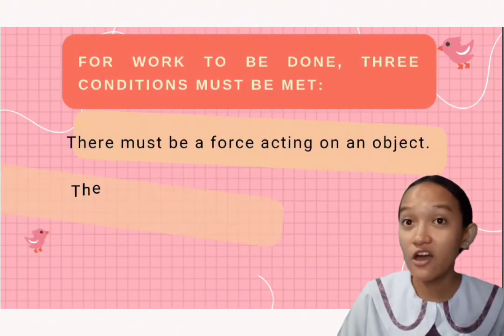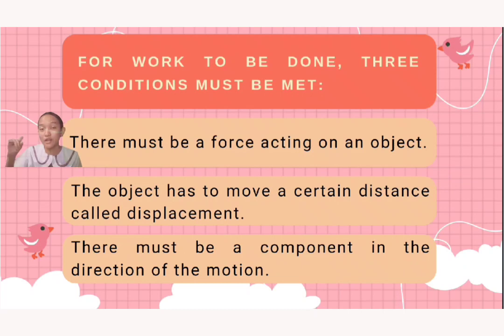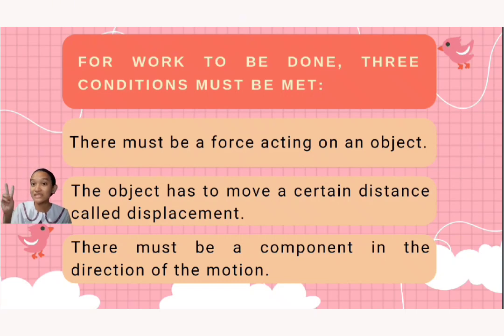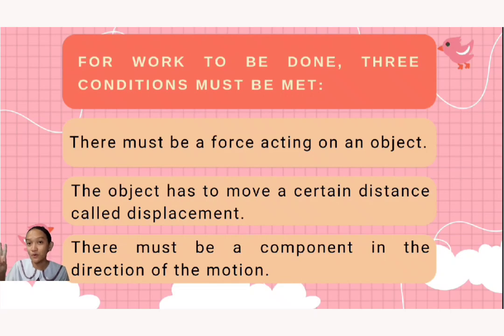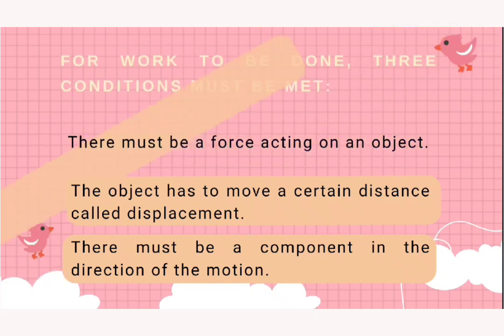For work to be done, 3 conditions must be met. Number 1, there must be a force acting on an object. Number 2, the object has to move a certain distance called displacement. Number 3, there must be a component in the direction of the motion.